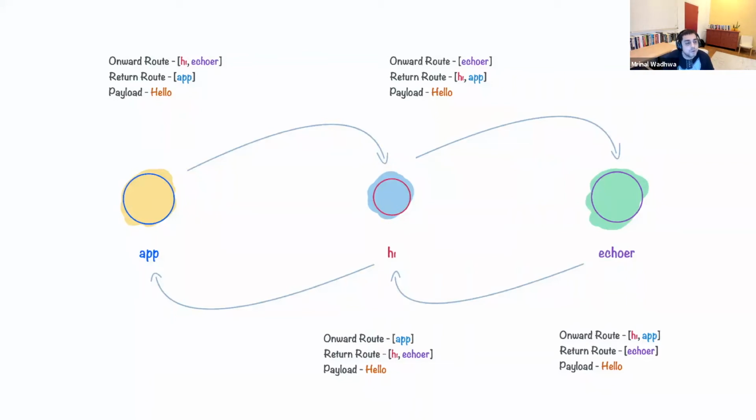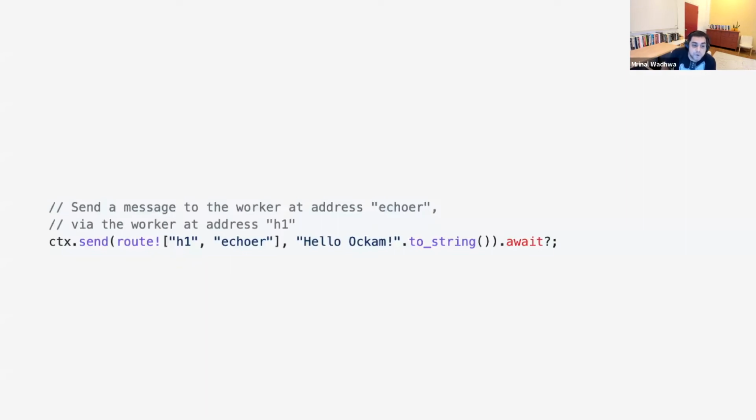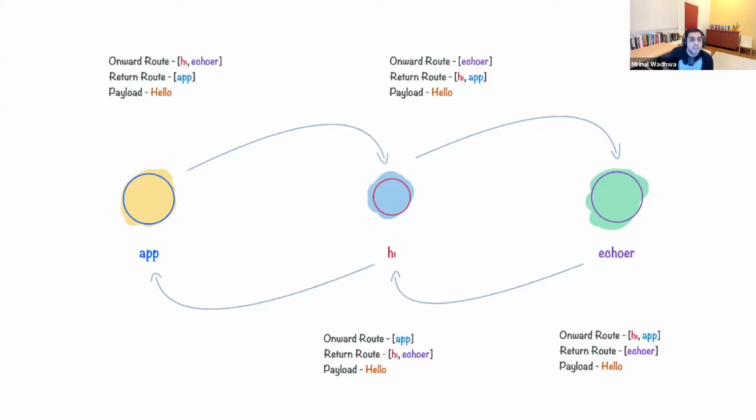So now, if you start from top left and look at the messages, the onward route initially is H1 echoer. This is exactly what we provided to the send function. And then it reaches the H1 hop. It does something to the onward route. It does something else to the return route. We'll look at what in a second. Then the message arrives at the echoer, which again does something to the onward route, does something else to the return route, and the message then travels back to the app.